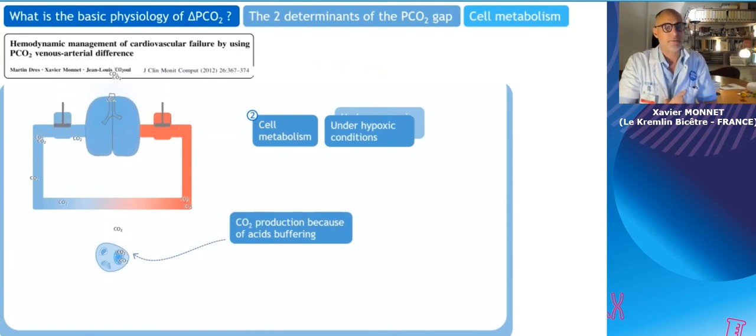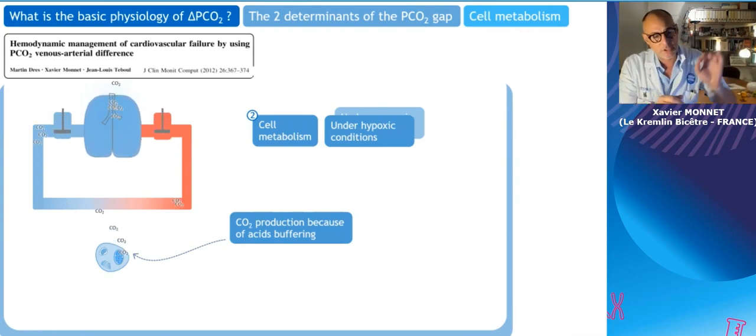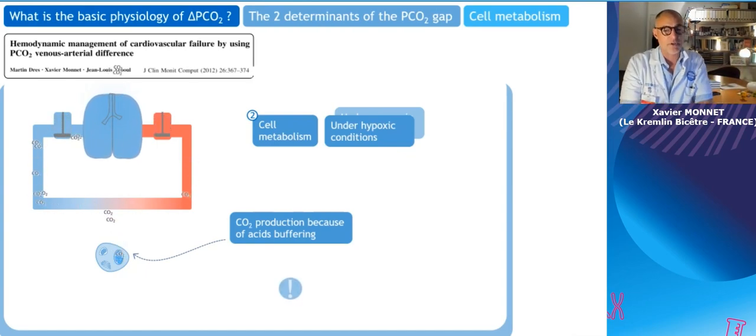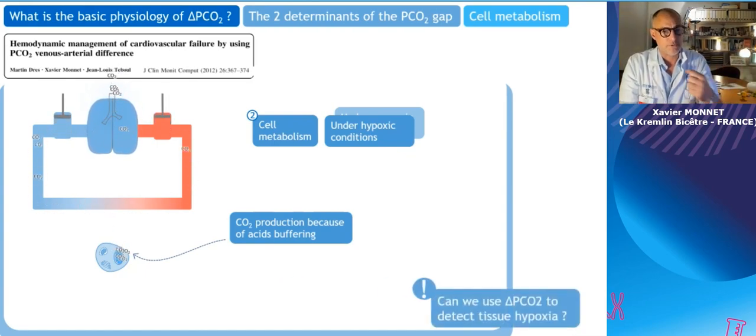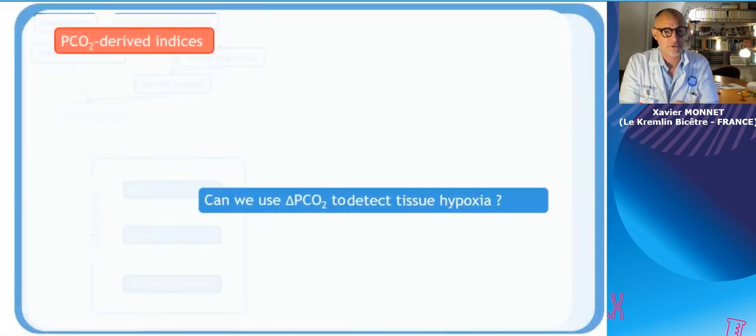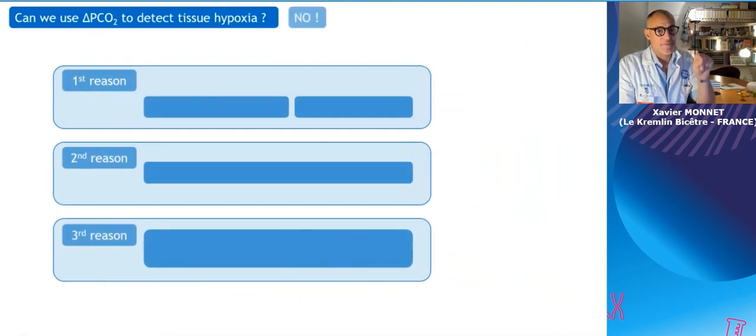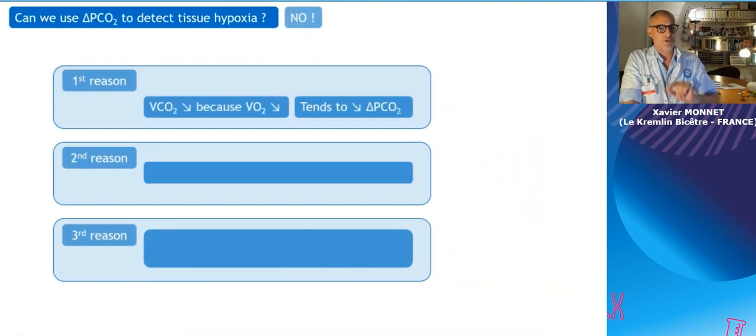Then it's okay. Let's use this PCO2 gap as a way to detect tissue hypoxia and to quantify tissue hypoxia. Is it actually possible? Could we do so? Can we use the PCO2 gap as a marker of tissue hypoxia? And that's the point of this presentation. The answer is no. The PCO2 gap is not a straightforward marker of tissue hypoxia and anaerobic metabolism.